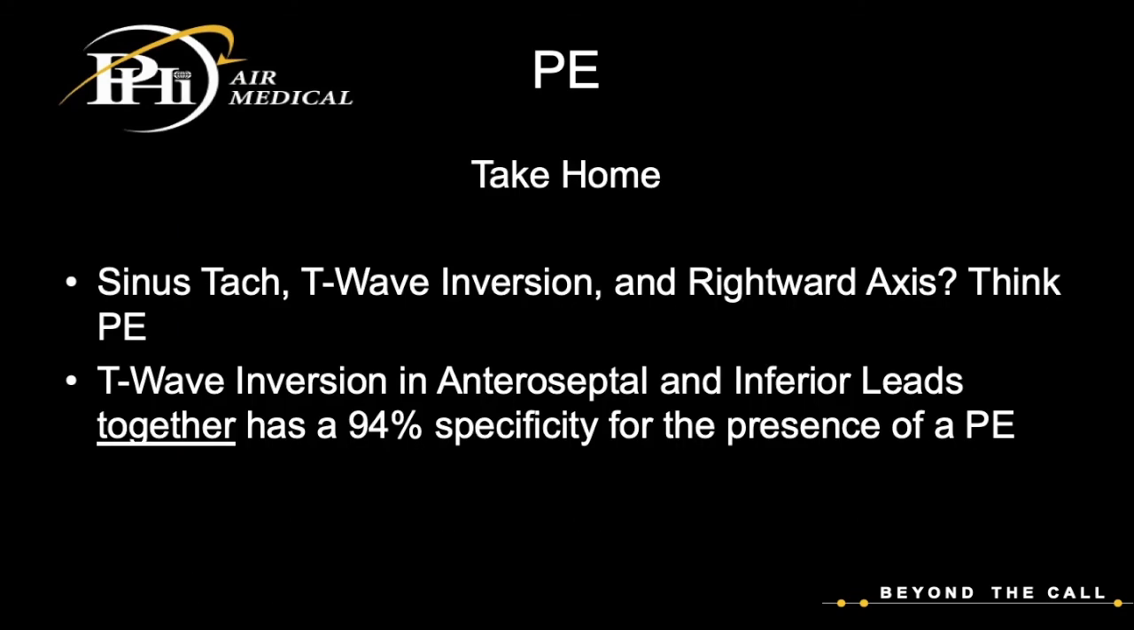So, take-home points for PE. Sinus tach is all good and dandy, but only occurs in about 50% of people. T wave inversion and rightward axis are the absolute findings that we need to be looking for. But when we have those three together, sinus tach with T wave inversion and a rightward axis, we need to be thinking pulmonary embolus. Remember that T wave inversion in V1 through V4 and the inferior leads, so anteroseptal and inferior leads, has a 94% specificity for the presence of a pulmonary embolus. It is an absolute diagnostic tool for you in this circumstance.